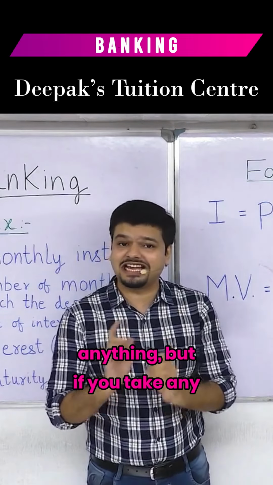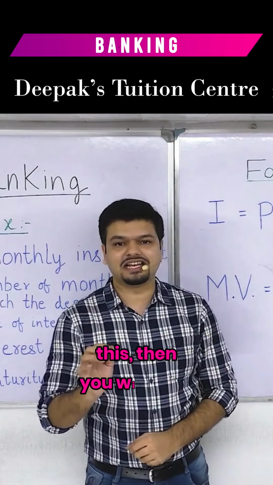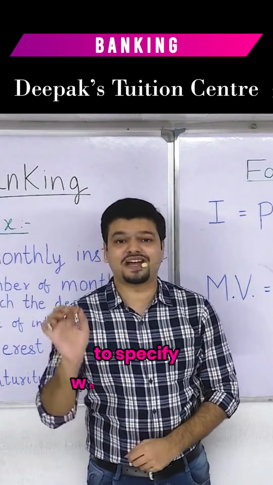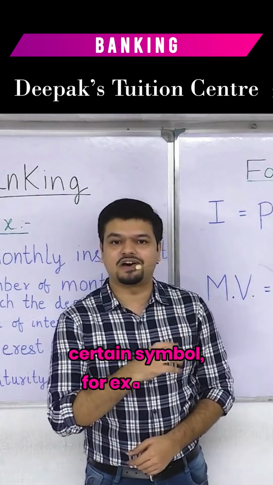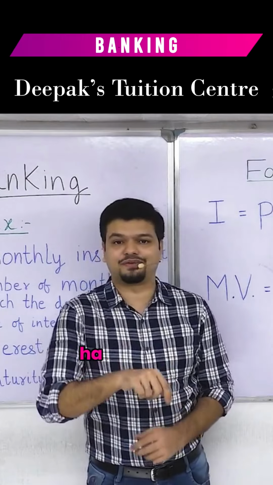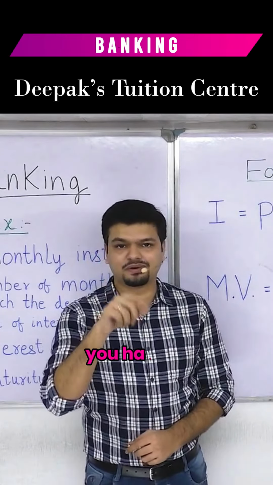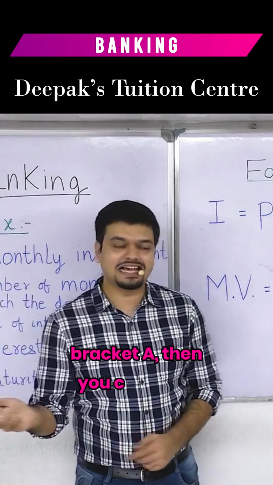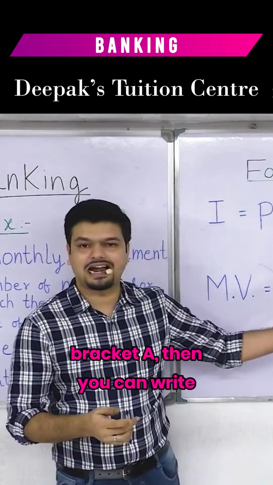But if you take any other symbol other than this, then you will have to specify what that symbol means. You cannot just assume that the teacher will get it. So if you are using A as a certain symbol, for example for amount, and not MV as maturity value, then you will have to state what is A. So you have to write amount, bracket A, then you can write. Else, it's better if you use standard symbols.